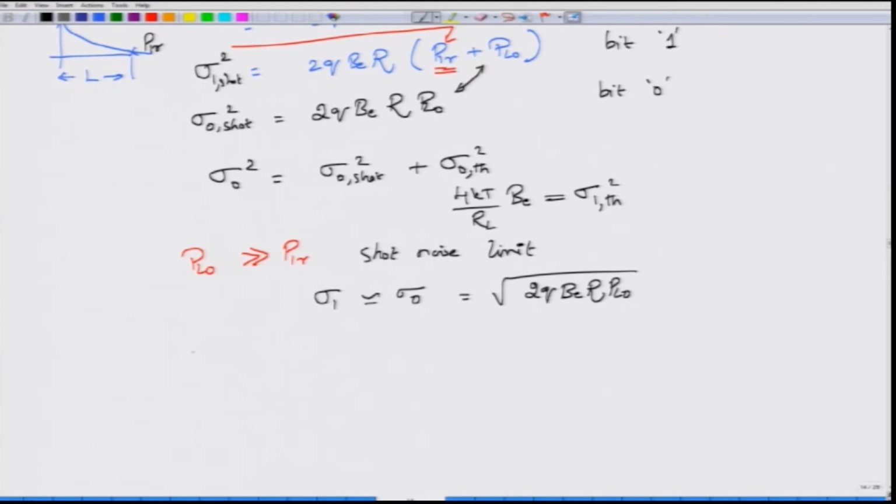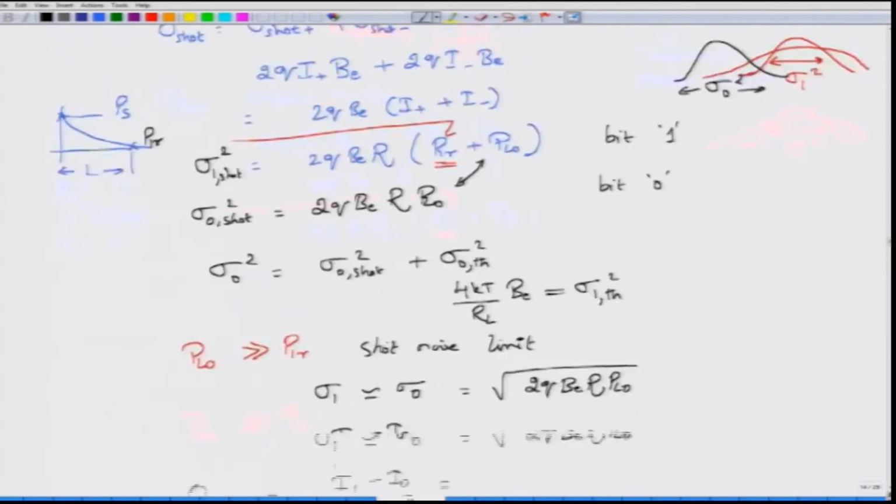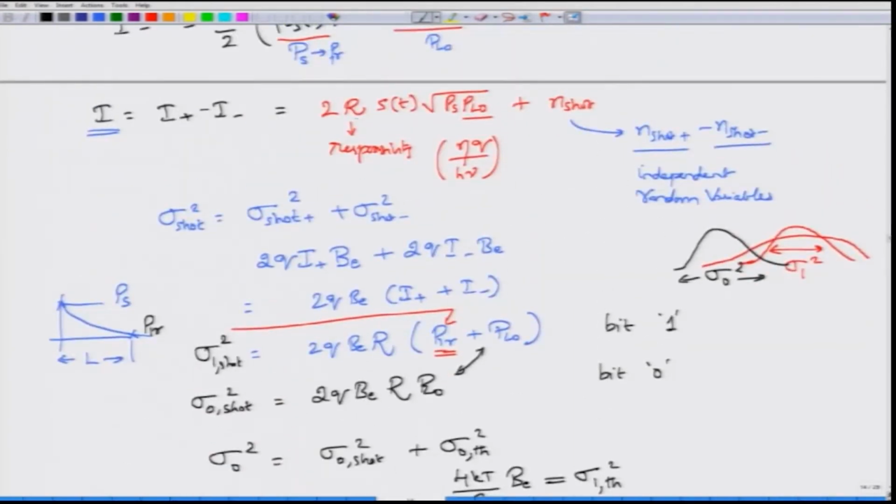Now, if you recall the Q factor that we described for the on-off keying systems with the coherent receiver. So, I am going to write this as the coherent receiver on-off keying case. This we had defined as I1 minus I0, where I0 is the photocurrent when you transmit bit 0, divided by sigma 1 plus sigma 0. Here sigma 1 is equal to sigma 0 and I0 is still equal to 0. What about I1? I1 is given by 2 times responsivity, and S of t is just equal to 1 when you transmit bit 1, and PS becomes P1R.